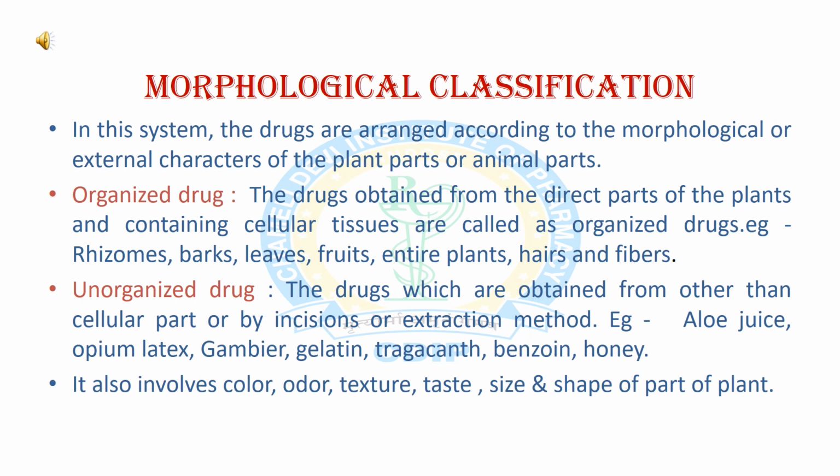Unorganized drugs are obtained from other than cellular parts, and these are waste material of the plant. For example, opium, latex, gelatin, tragacanth, benzoin, honey, etc. It also involves the organoleptic characters for the identification of crude drugs. For example, color, odor, texture, taste and size and shape of the parts of the plant.